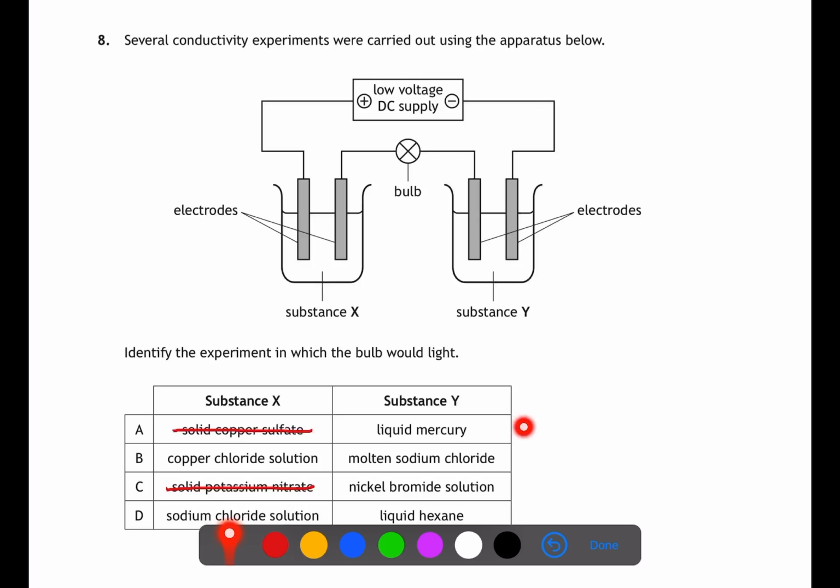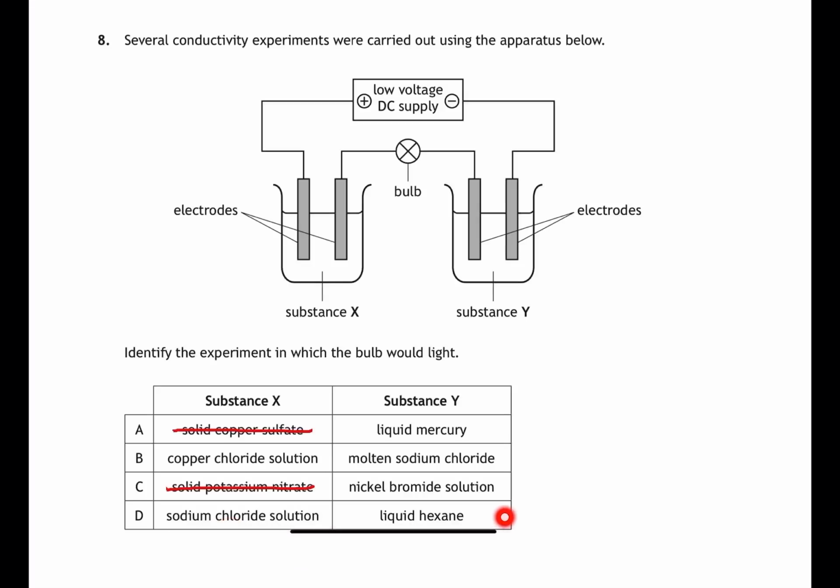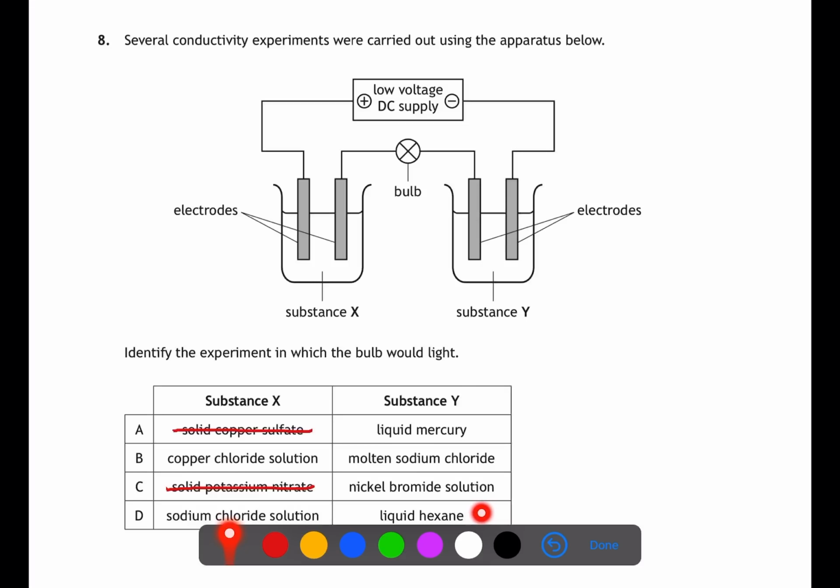Looking at the other beaker, we have the choice of liquid mercury, molten sodium chloride, nickel bromide solution, or liquid hexane. We have a number of different substances here. We have liquid mercury, but this is part of A, so it's already been eliminated. Liquid mercury would conduct electricity. Molten sodium chloride, which is an ionic substance and in the form of a liquid, would conduct electricity. Nickel bromide solution would also conduct electricity. However, C has already been eliminated. And then finally, liquid hexane. Hexane is a covalent substance and therefore will not conduct electricity. This means that our answer is B.